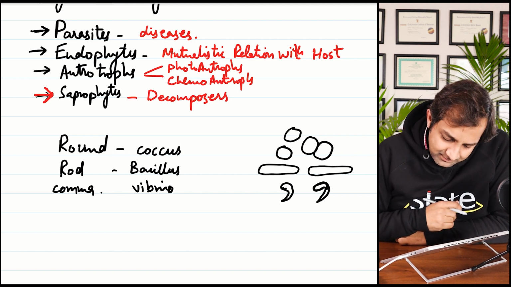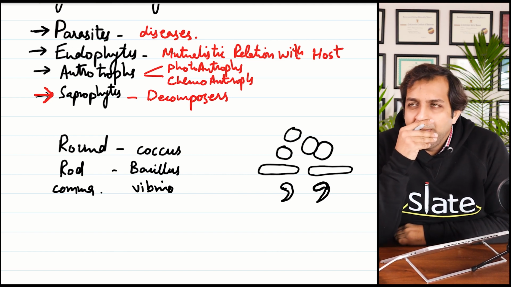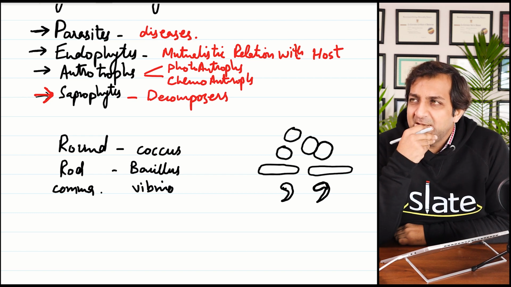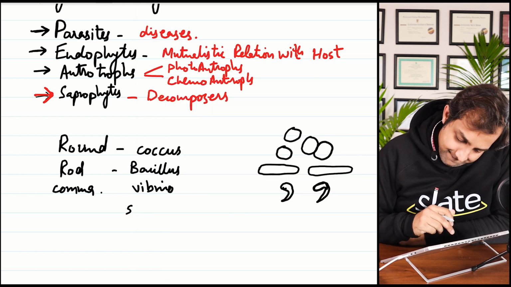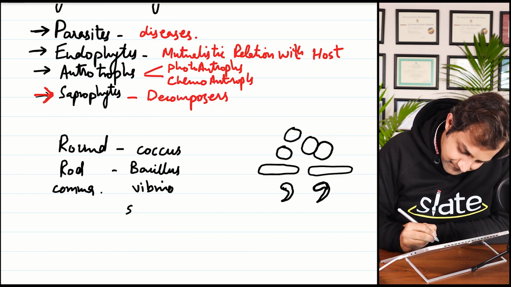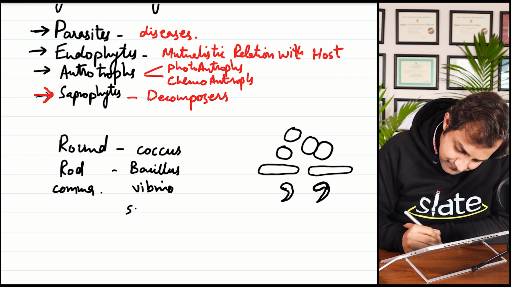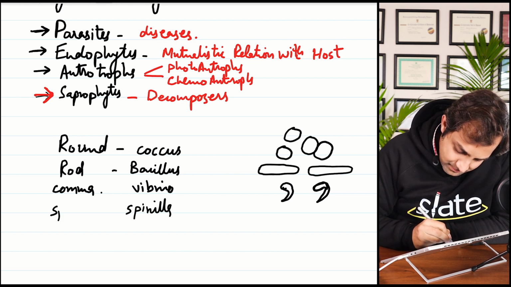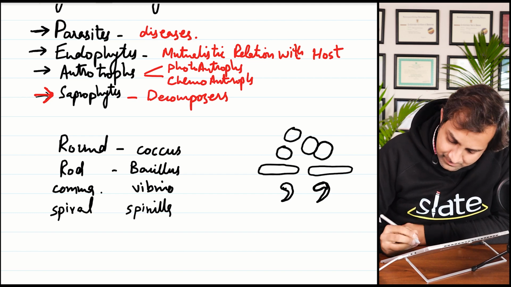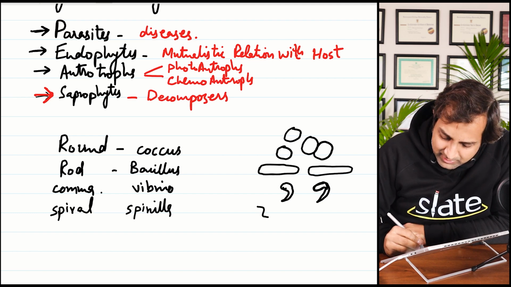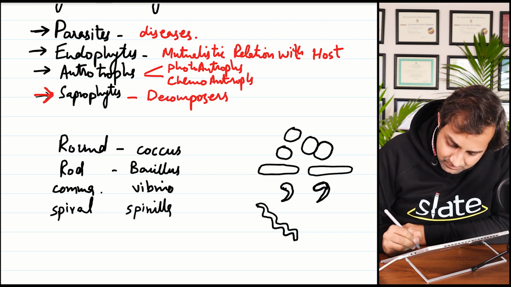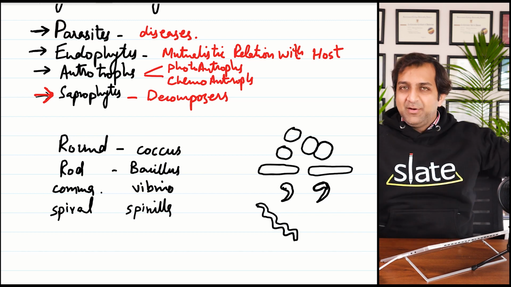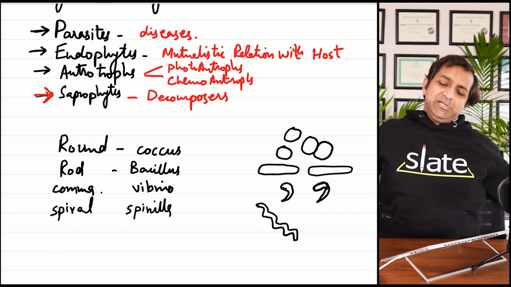Then एक और थी यार, वो कौन सी थी? स्पायरोचीट्स होते हैं, स्पाइरेला. So they look like this. So these were some of the shapes of bacteria that, my dear students, I told you.